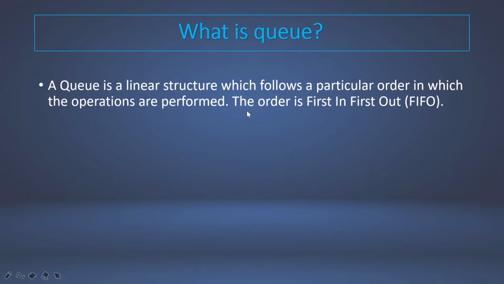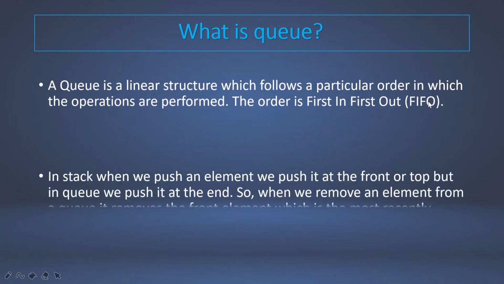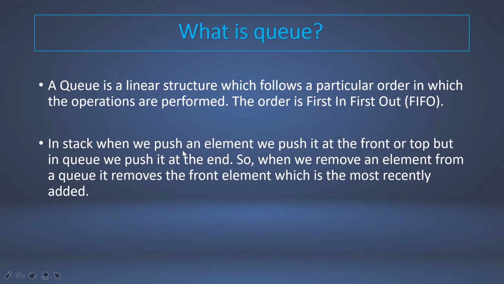So whatever value you push first will be popped first, right? Because the value will be pushed in at the end of the queue, and the next value will be pushed at the end of the queue again, so it will be the second value. Then whatever value you have pushed first will be popped first. So this is called first in, first out. In a stack, when we push an element, we push it at the front or top, but in a queue, we push it at the end. So when we remove an element from a queue, it removes the front element, which is the least recently added.